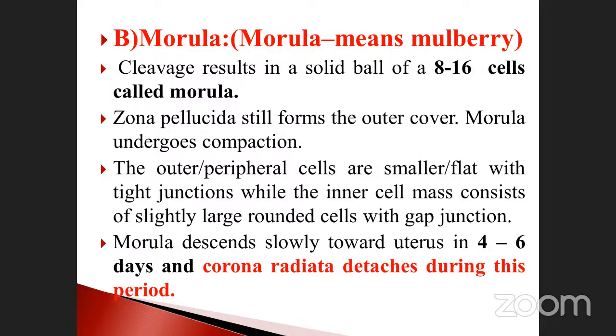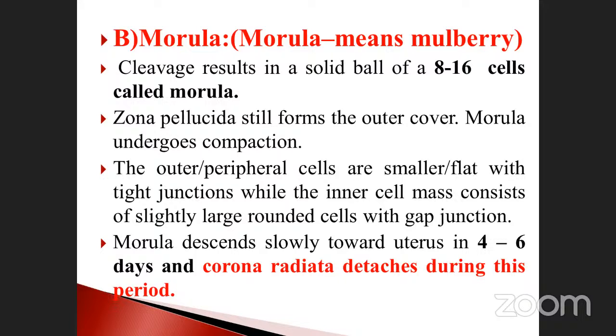The morula descends slowly towards the uterus. Descends means it passes through the uterine fallopian tube until it reaches the uterus. How many days will it take? See here, 4 to 6 days, and the corona radiata detaches during this period. This is very, very important. During this period, the morula is joined with the endometrium. Otherwise called the uterus. The uterus wall is called the endometrium, isn't it?